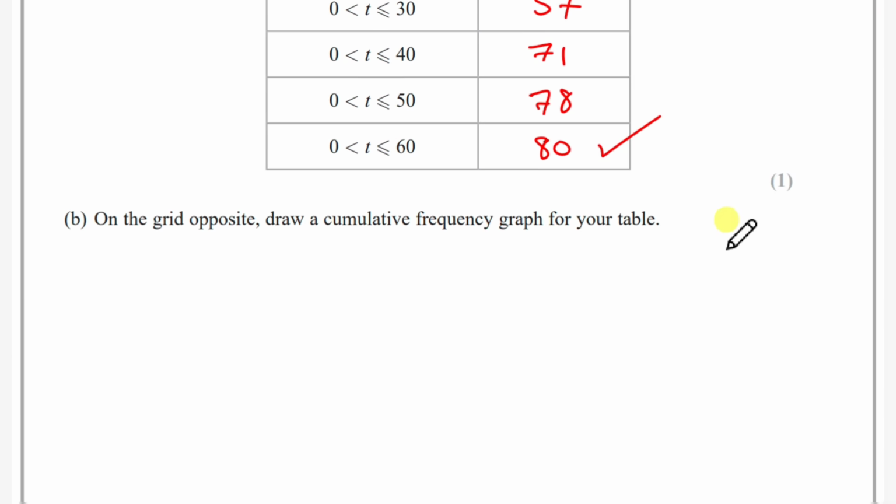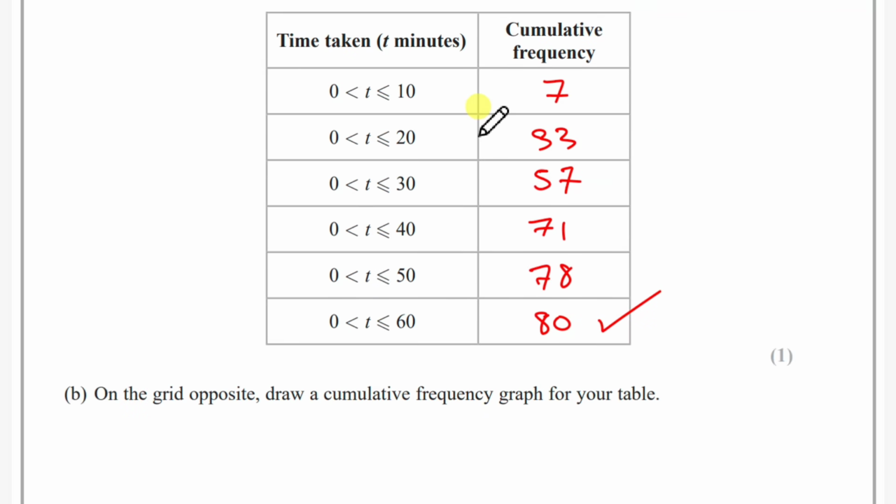Now, on the grid opposite, draw a cumulative frequency graph for your table. So it's standard stuff. The way we do it, we take this as coordinates. So for example, the first one would be 10, 7, then 20, 33, and so on. And like that. So that's your x coordinate, that's your y coordinate.